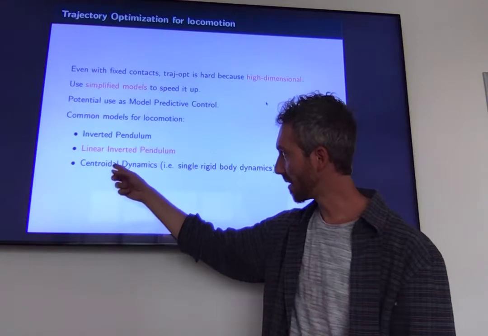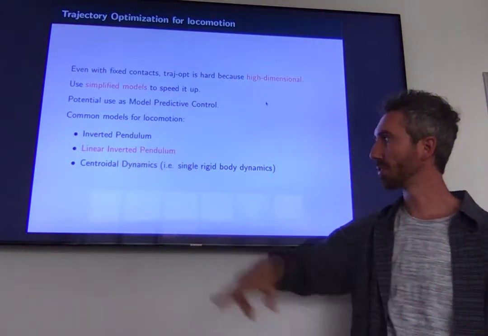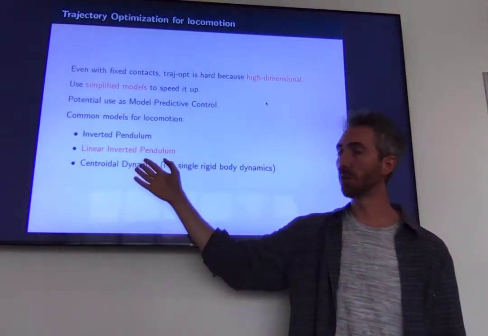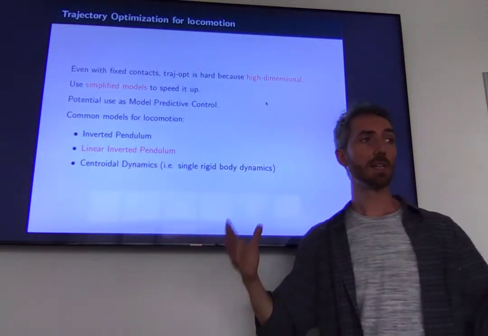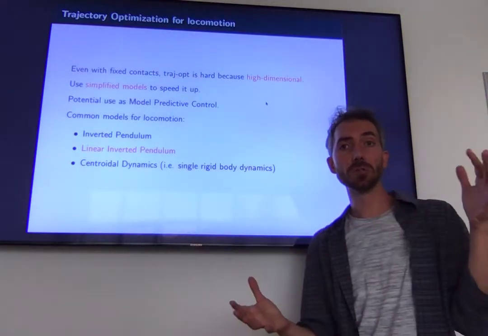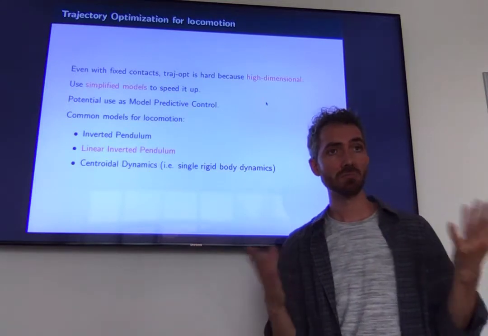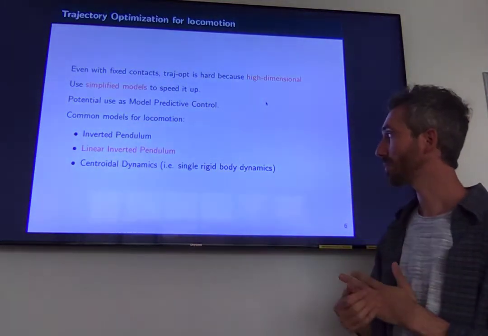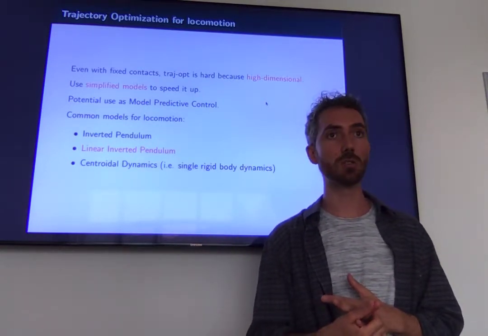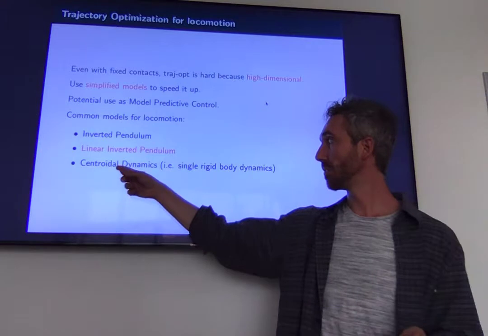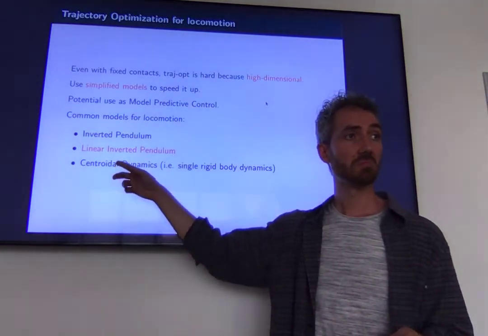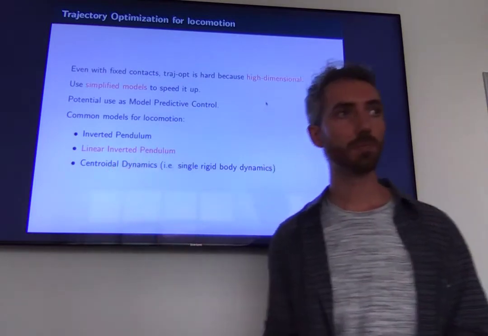And then you have a slightly more advanced model, which is the so-called centroidal dynamics, which basically means that you're modeling the whole robot as a single rigid body. It could be a point mass, or it could also have an inertia. It doesn't change much. And you say, well, for trajectory optimization, I assume my whole system is a single rigid body. The main disadvantage of this is that it's nonlinear. Again, we're going to see why in a moment.